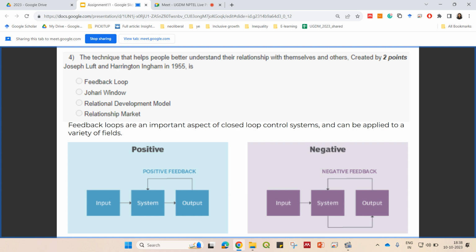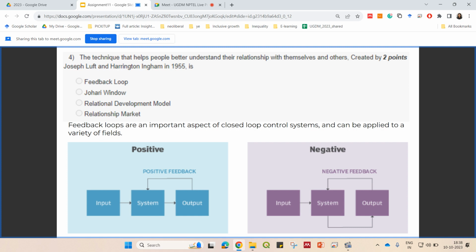So the next question is: the technique that helps people better understand their relationship with themselves and others, which was created by Joseph Luft and Harrington Ingham in 1955, is what? And then you have different options like the feedback loop, the Johari window, a relational development model, and relationship model. So from the question itself, you can identify which is the correct answer.